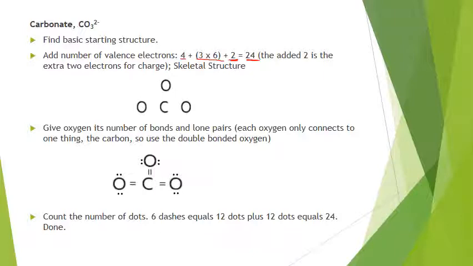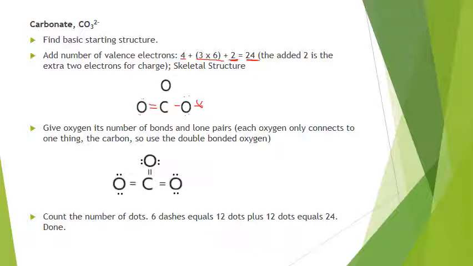But if you just made it a single bond, they would have an extra bond hanging over here like this. And this is not good. All right, so you use the double bond version, and you do that for all 3 of them.